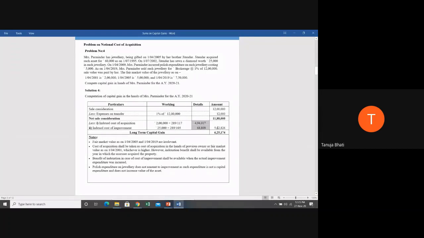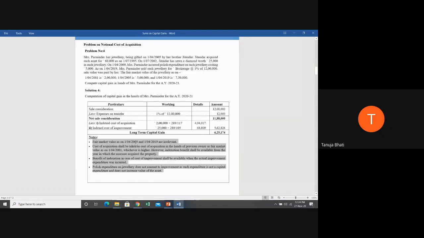When you add both, you get 5,62,826. From the net sale consideration, you deduct the indexed cost of acquisition and indexed cost of improvement. Your long-term capital gain is 6,25,174.